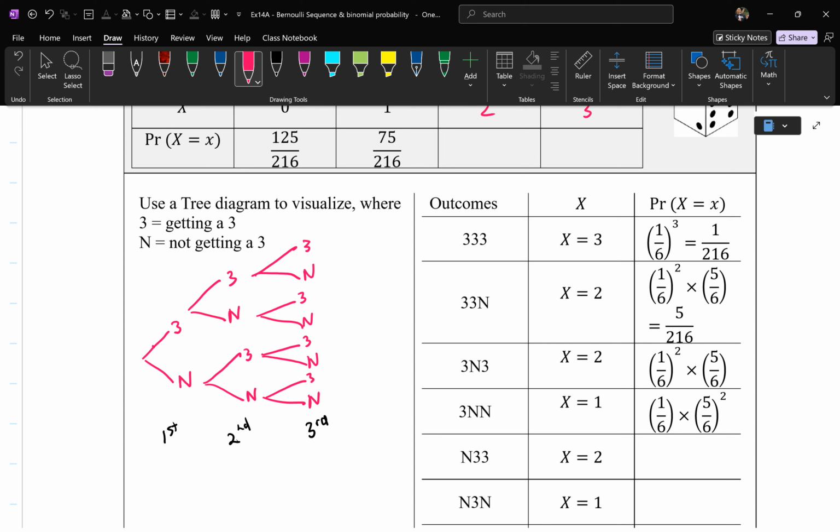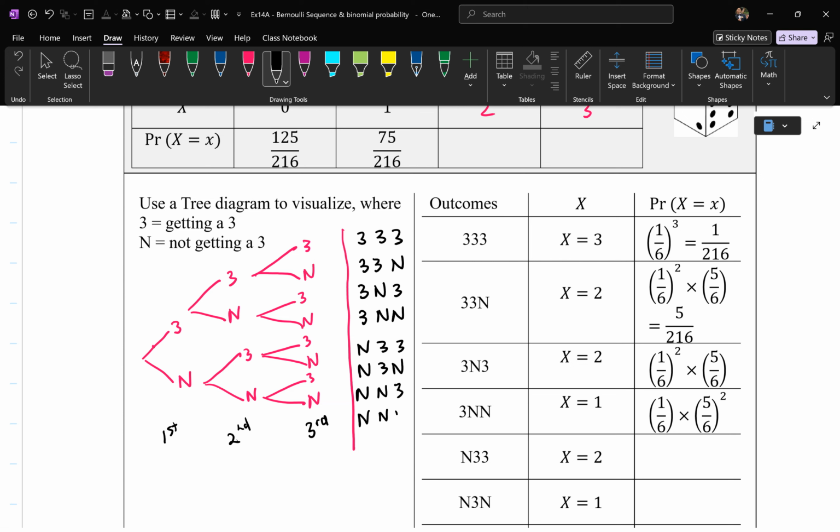So this is what my year 8s would have done as part of one of their tests, where they had to draw out a tree diagram, and then I'd say, what's the sample space? Right, so sample space, here we go. You could have got 3, 3, 3, so all 3s in one go. You could have got 2 3s and then not a 3. You could have got 3, not a 3, then a 3. You could have got a 3, not a 3, not a 3. Then you could have started with an n, so not a 3, 3, 3, not a 3, 3, n, n, 3, and then finally n, n, n. So there's a total of 8 possibilities that you can get there.